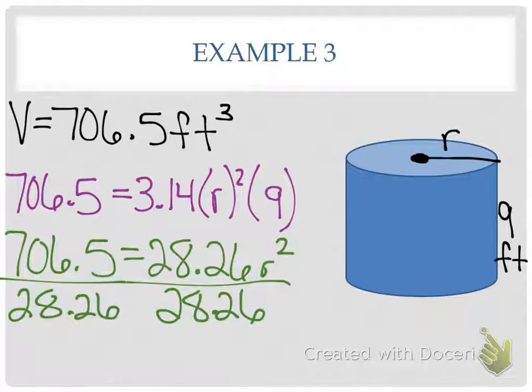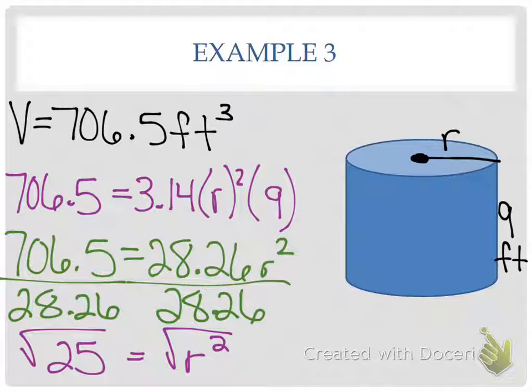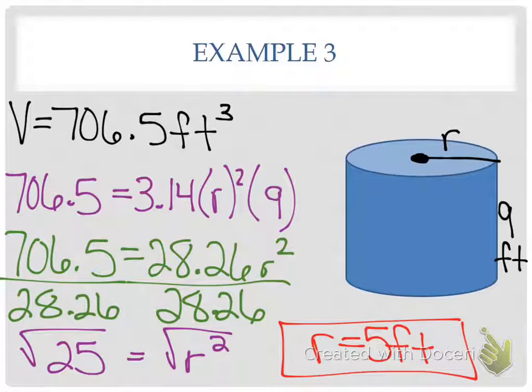All right, and when I divide it, what do I get? 25 equals r squared. But is that my answer? No. What do I have to do? Square root both sides. So my answer is r equals 5 feet. Do I cube my label? Do I have to cube it? It's radius. It's radius. All right, any questions?